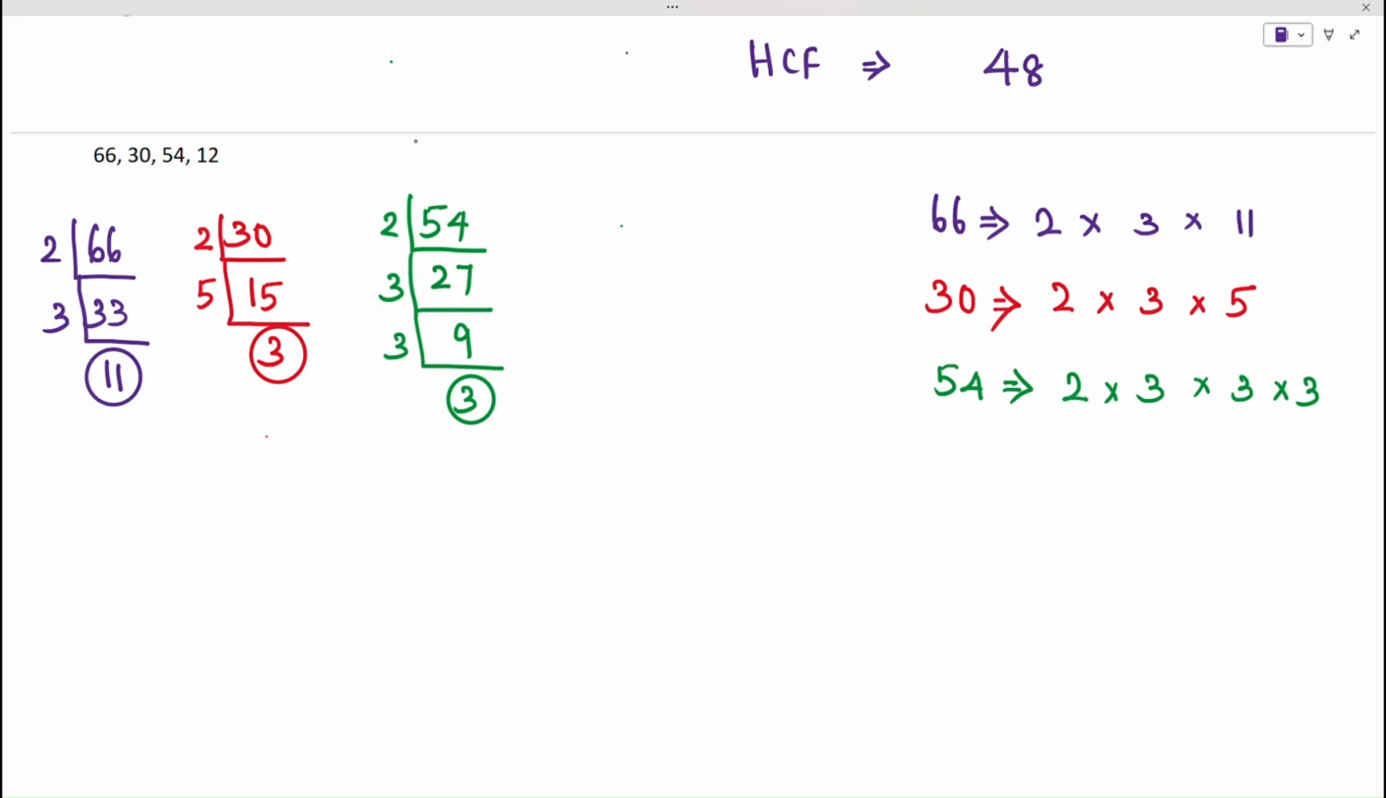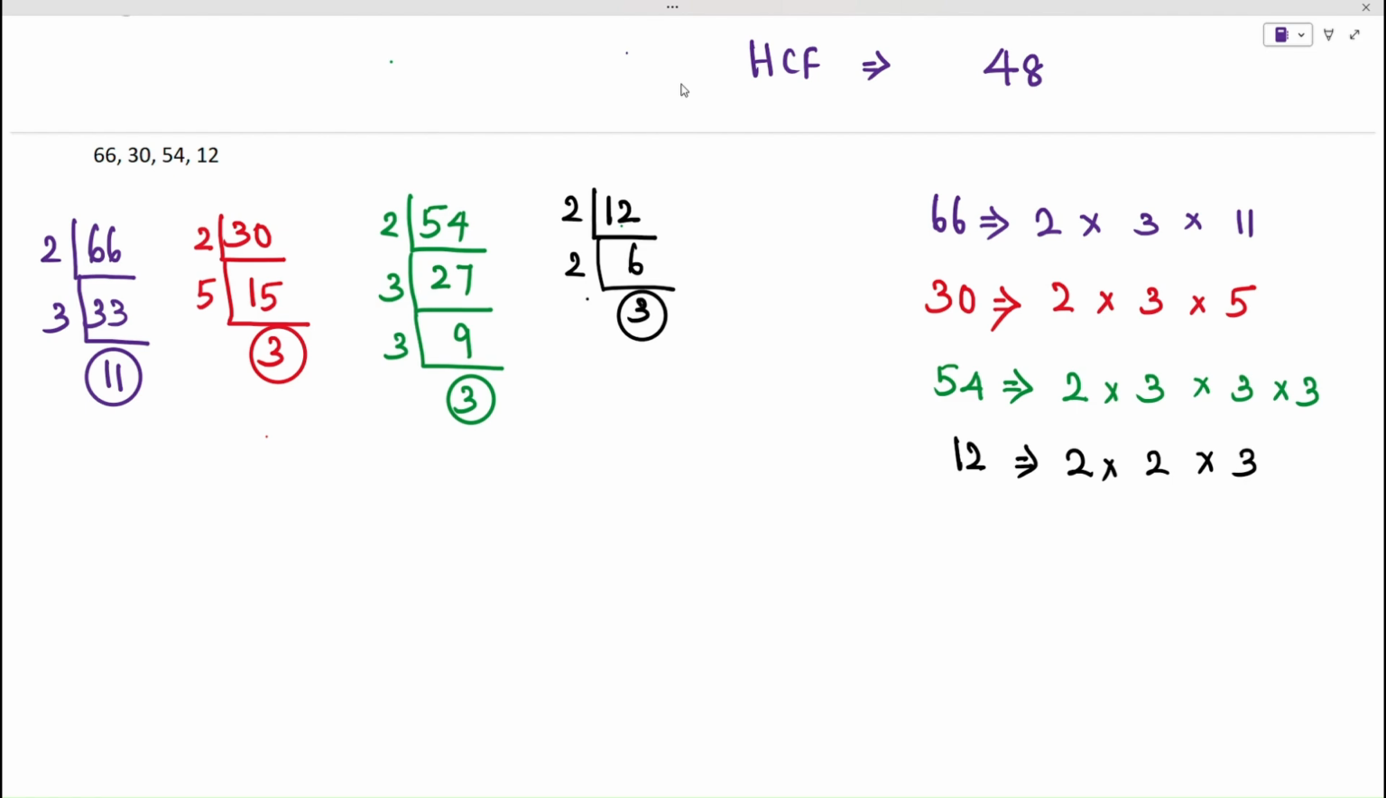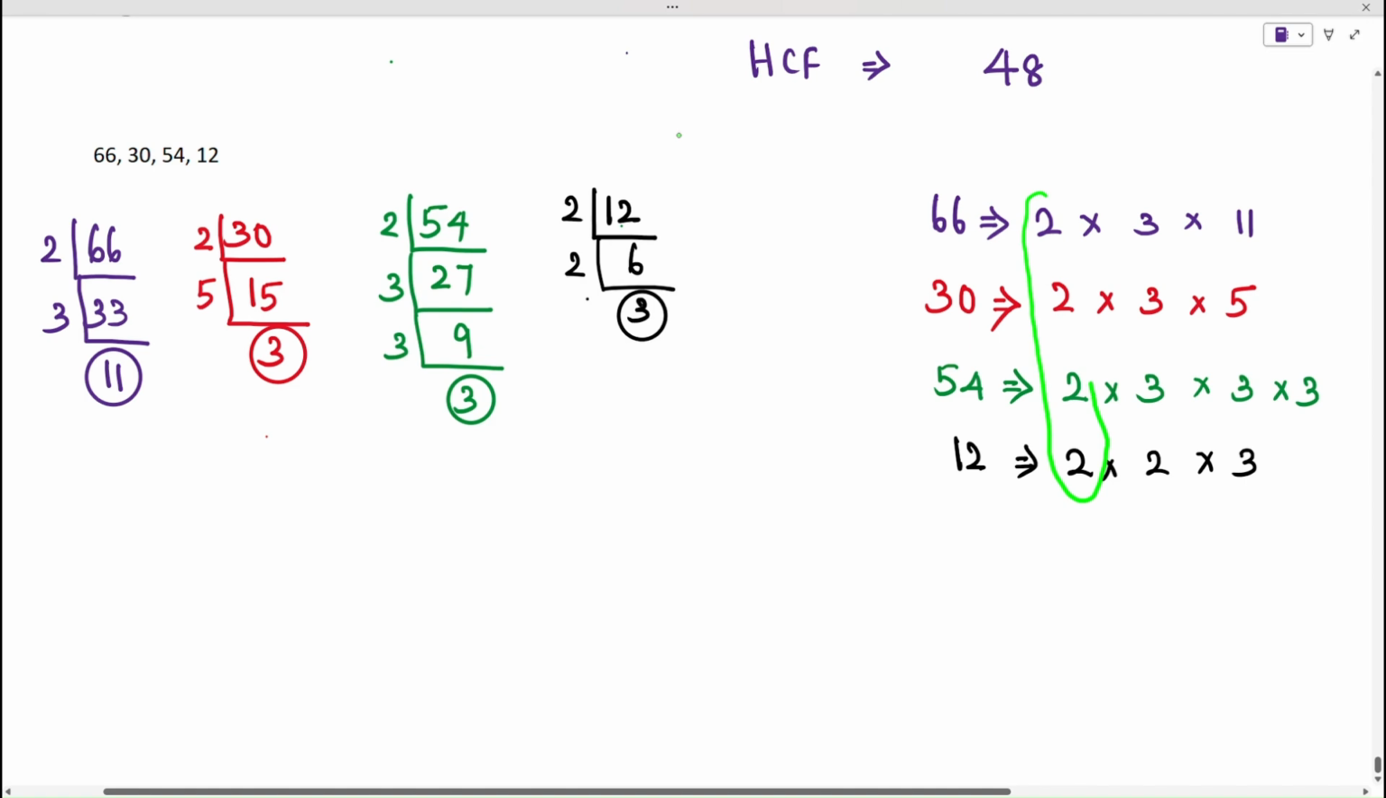And finally we have 12. So 12 is an even number, so we can divide it by 2, which gives us 6. 6 is even, so we can divide it by 2 and we're left with 3. 3 is prime, so we can stop there and we can write 12 as 2 times 2 times 3. Now as before, we're going to find the numbers that are shared. We all have 2, so we can circle all of those.